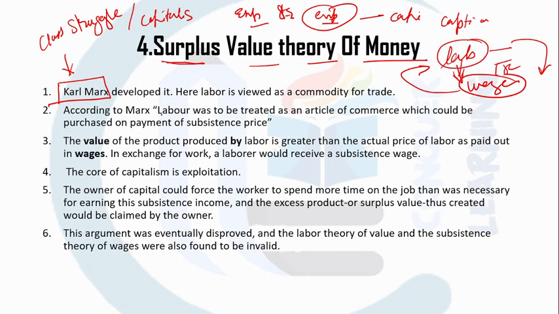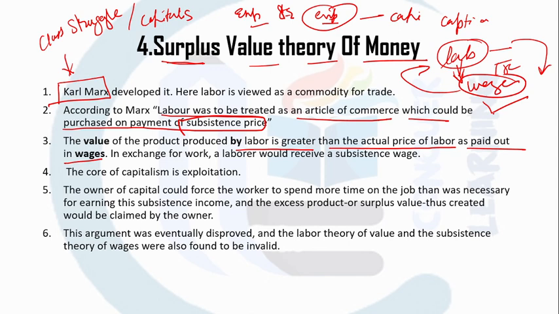So, according to Karl Marx, labor was to be treated as an article of commerce, which could be purchased on payment of subsistence price. केवल survival के लिए. The value of product produced by labor is greater than the actual price of labor as paid in the wages. So whatever wages are given to the labor, they are merely for the survival. Whatever product they are producing, actually its value in the market is very high, but the labor is getting only subsistence.